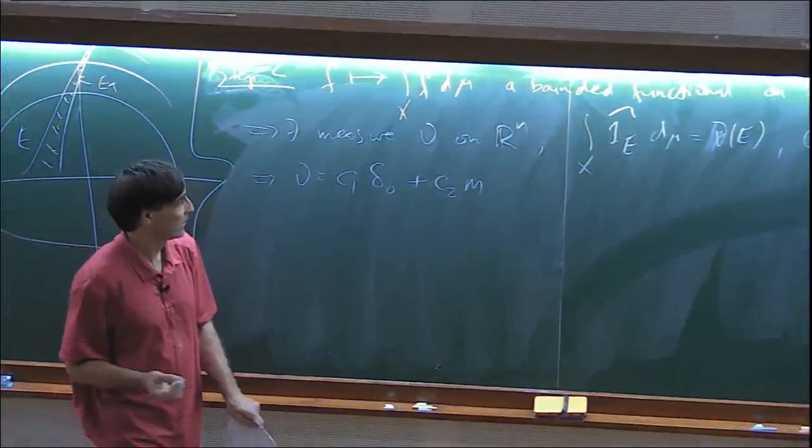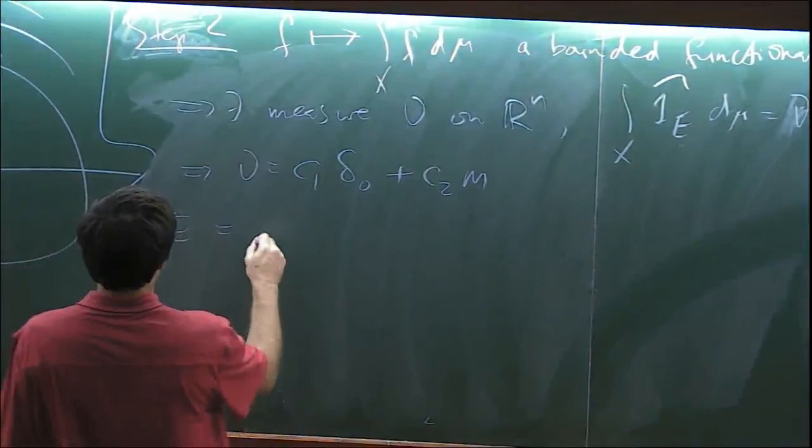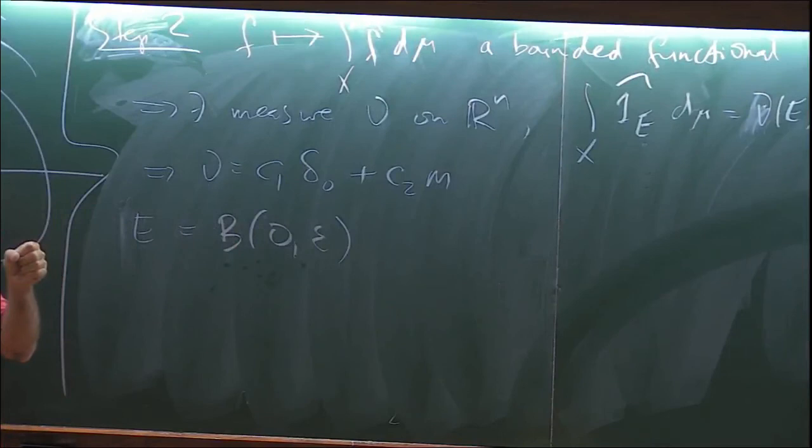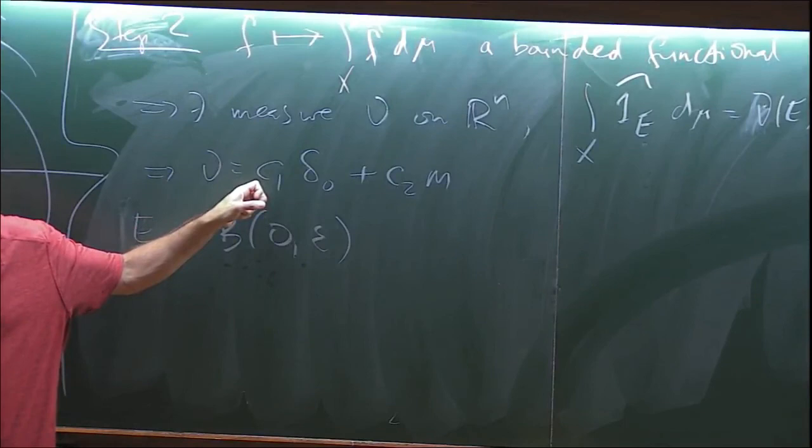So if you take E to be a ball centered at zero with very small radius, you don't expect a lot of lattice points there. So if C1 is positive, you have a problem. It can't possibly work. So this implies that C1 is zero.